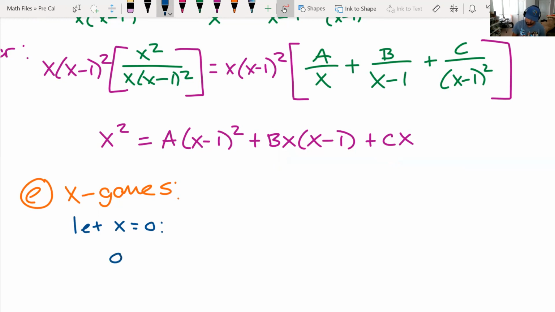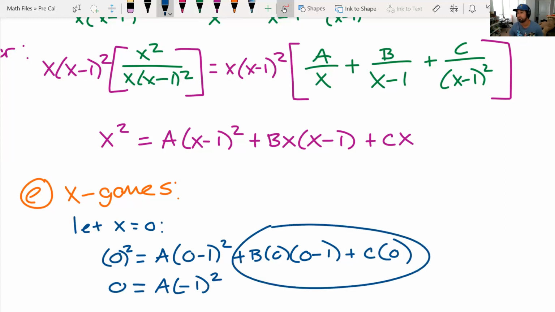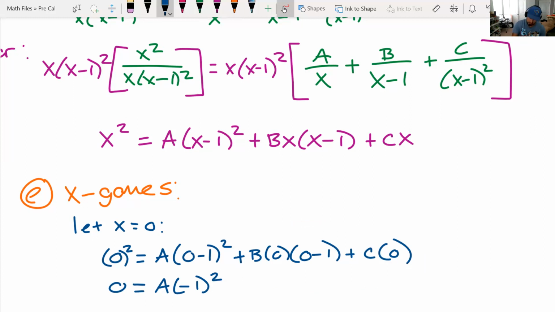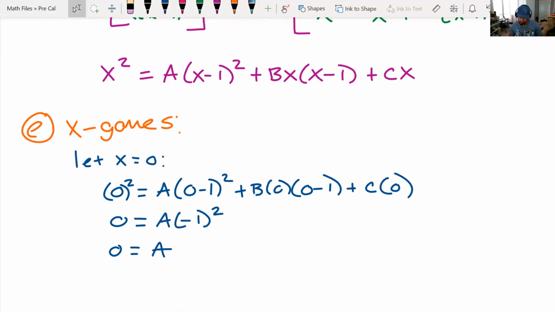So I'll get 0 squared equal to A times 0 minus 1 squared plus B times 0 times 0 minus 1 plus C times 0. Which means I'll get 0 equals A times negative 1 squared. Everything over here just becomes 0. And then I get 0 equals A. All right. There we go.